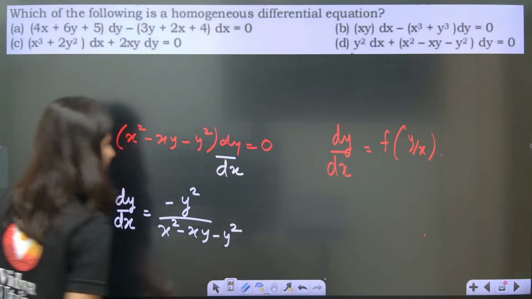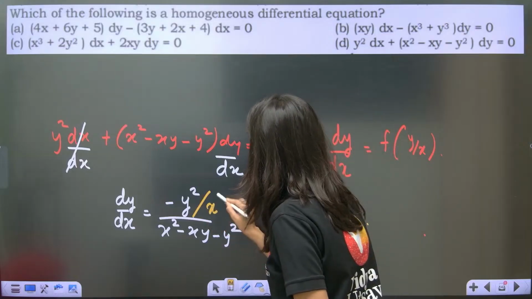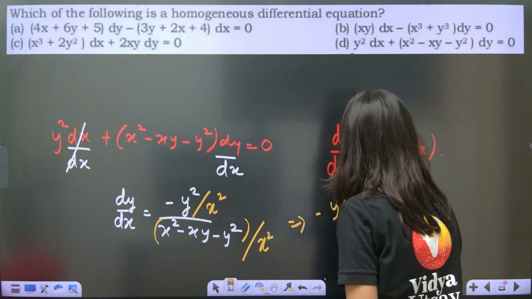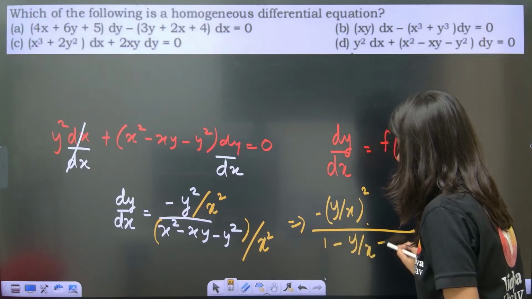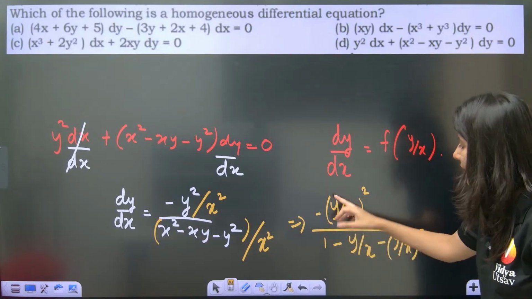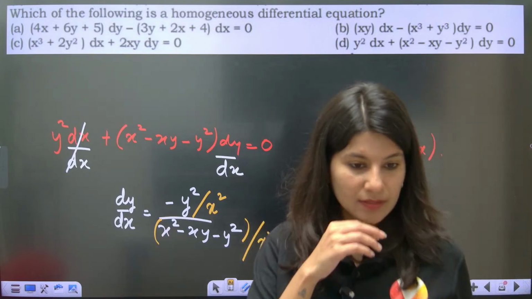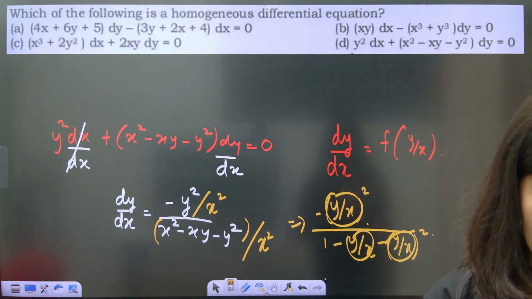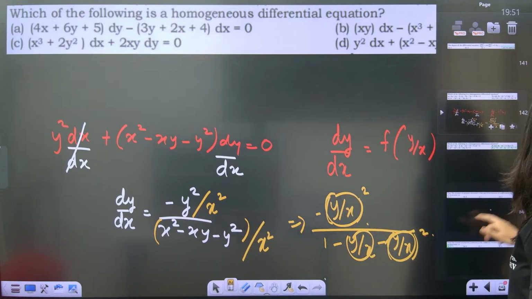Now you have to divide both numerator and denominator by x square. So this is minus (y by x) whole square upon 1 minus y by x minus (y by x) whole square. Can you see that dy by dx is completely in terms of y by x? Perfect. Next question.